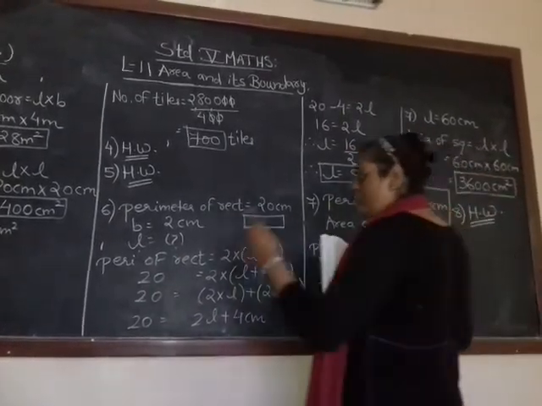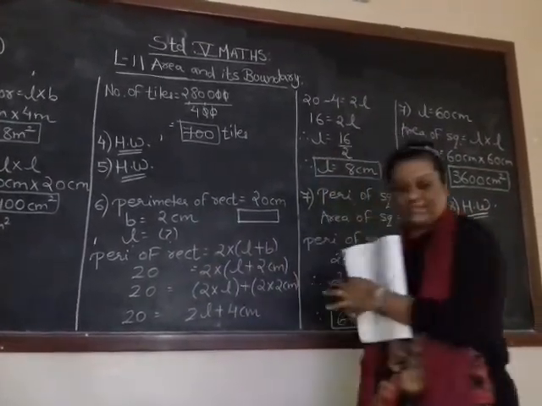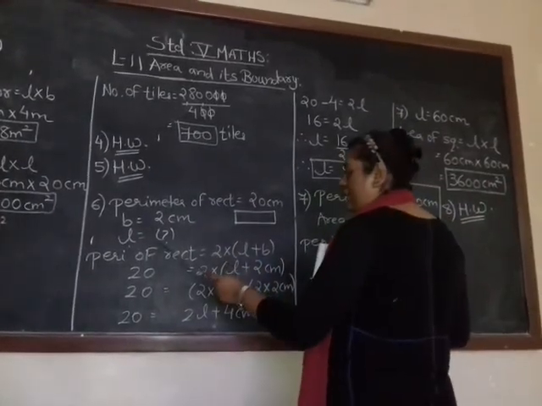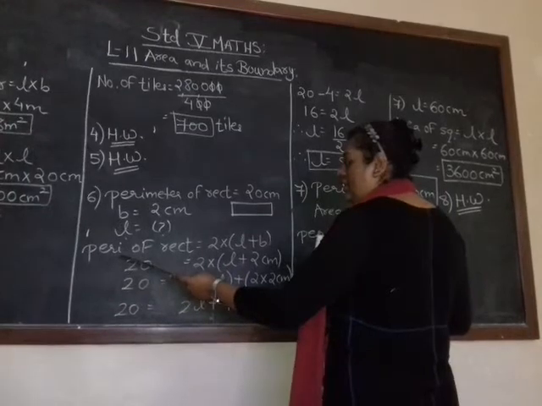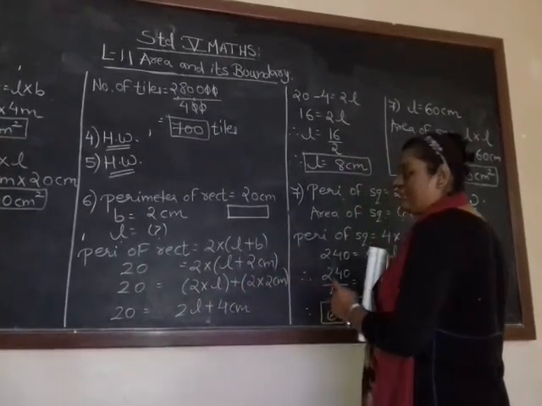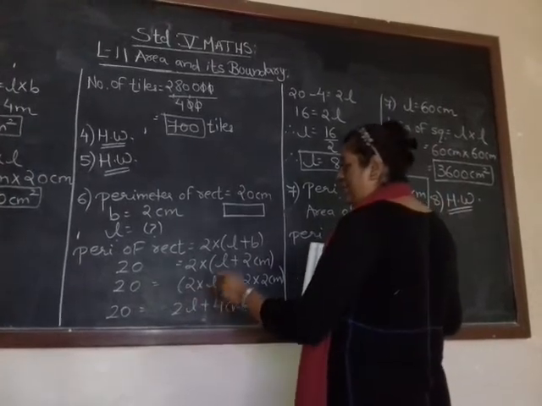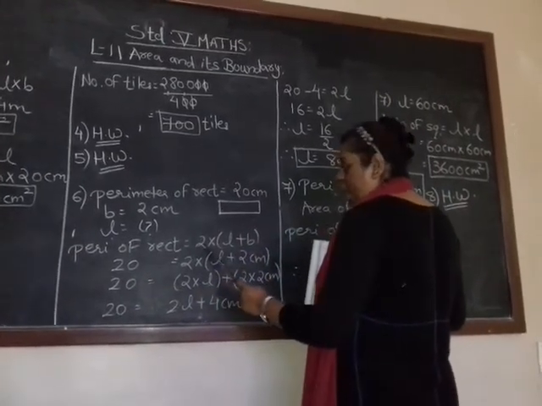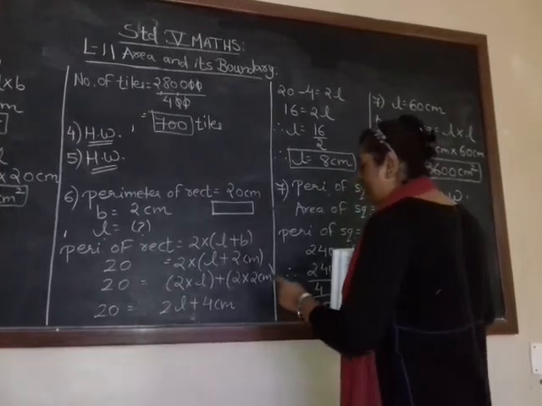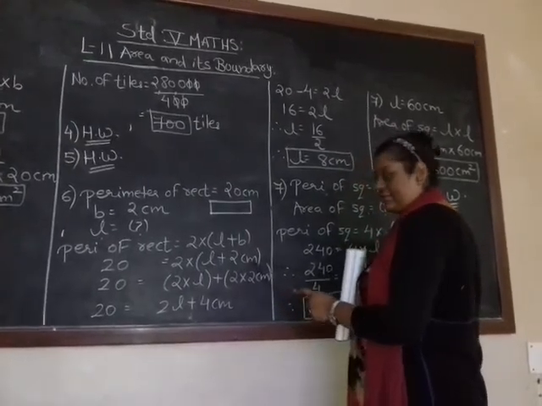First of all, we have two things: the perimeter of the rectangle, that is 20 centimeter, and the breadth, 2 centimeter. Find out the length. Apply the formula: perimeter of rectangle is equal to 2 multiply L plus B. The perimeter we already have, 2 into, we do not have length, so keep it as it is, L, plus breadth we have 2 centimeter, right?